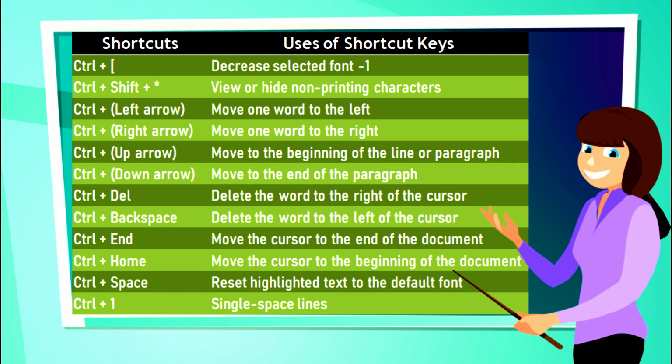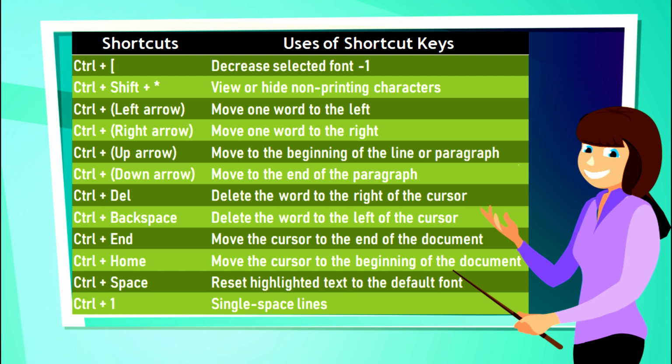Ctrl+Del, delete the word to the right of the cursor. Ctrl+Backspace, delete the word to the left of the cursor. Ctrl+End, move the cursor to the end of the document. Ctrl+Home, move the cursor to the beginning of the document. Ctrl+Space, reset highlighted text to the default font.